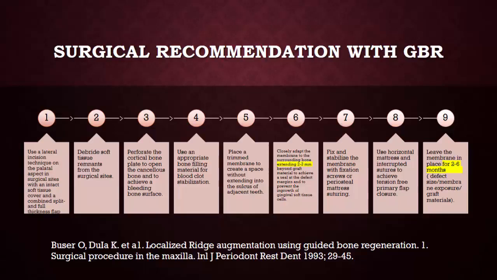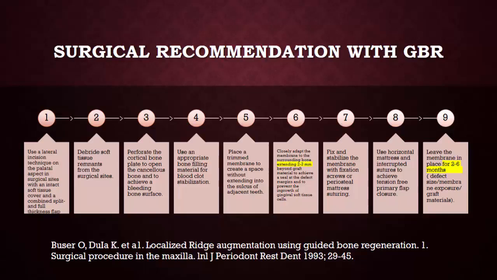This is very important. الخطوة الثانية حيكون هو لازم ننظف تمام سطح العظم، والخطوة الثالثة هي إنه نعمل perforation لسطح العظم لحتى نزود من التروة الدموية لمنطقة الطعم. The fourth step is use an appropriate bone filling material for blood clot stabilization, and then place a trimmed membrane to create space without extending into the sulcus of the adjacent teeth.